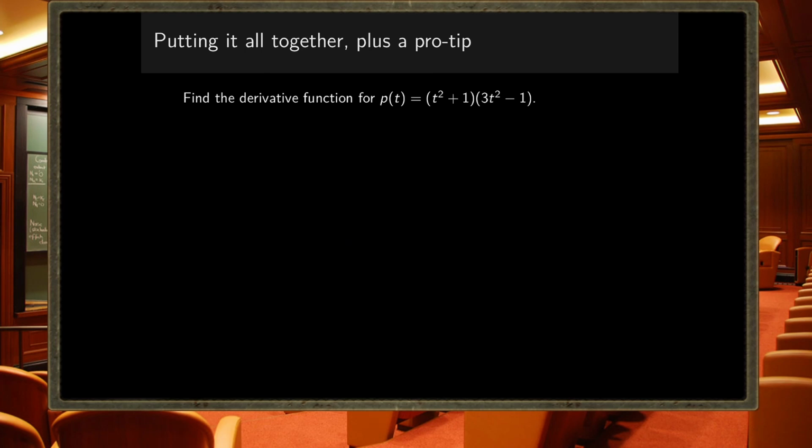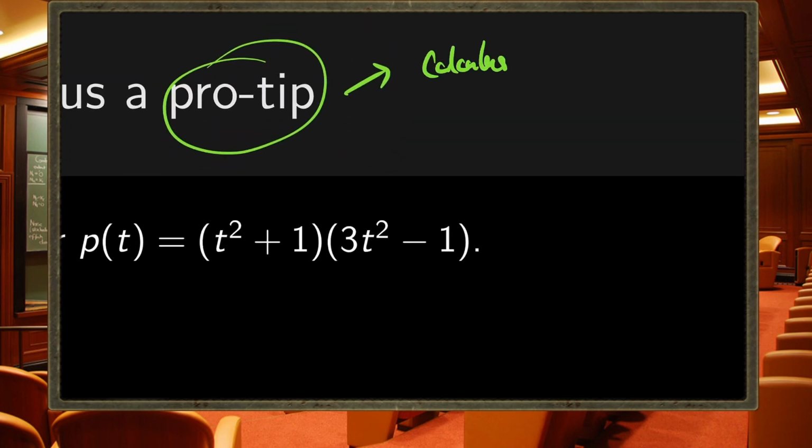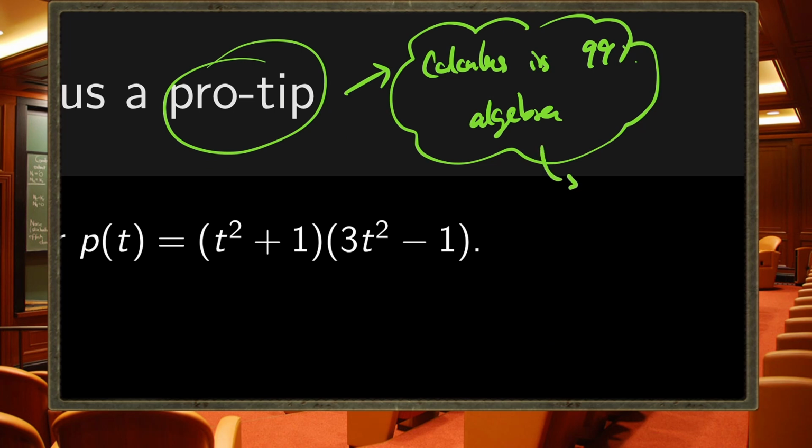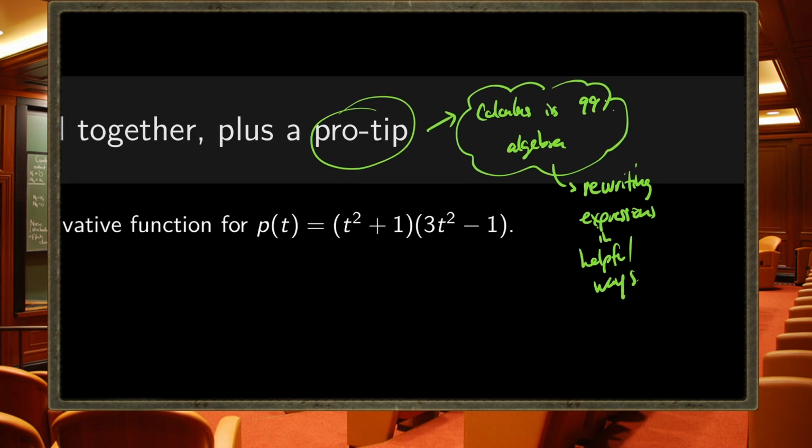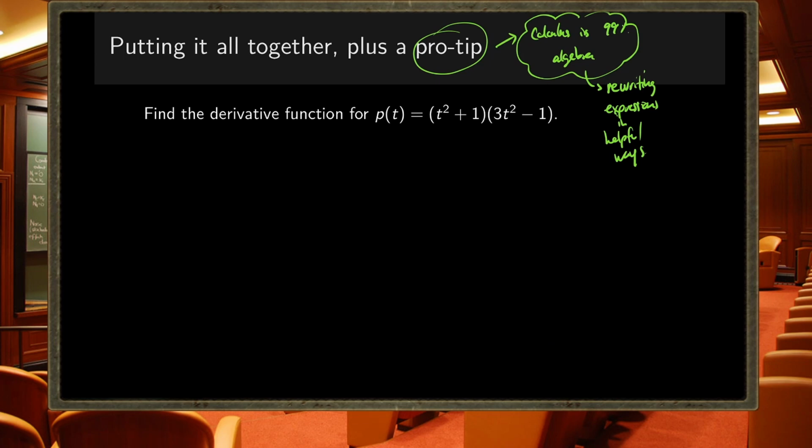So the last bit here, I wanted to go through an example using our rules so far and give you a pro tip. And that pro tip is that calculus is 99% algebra, and I've probably said that already at this point, but I'm going to keep saying it. And what I mean by algebra is rewriting expressions in helpful ways. So much of the time, the problem is about getting the problem to a solvable form more than it is about solving it, right?